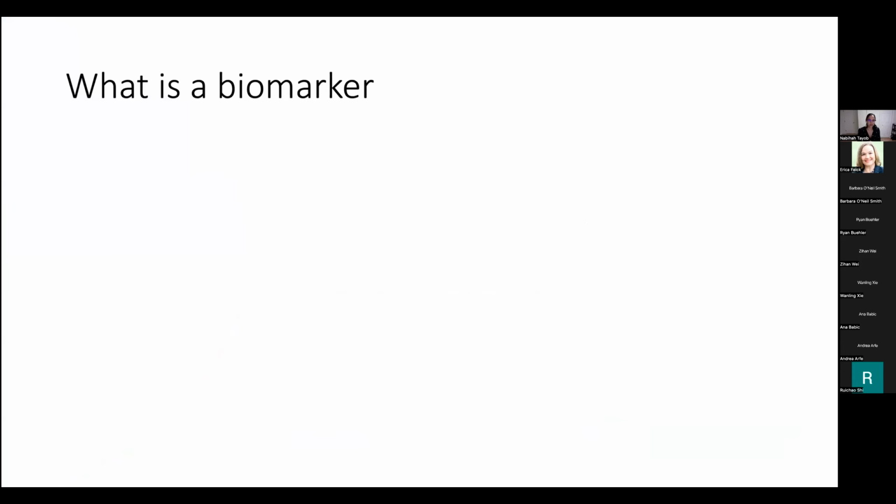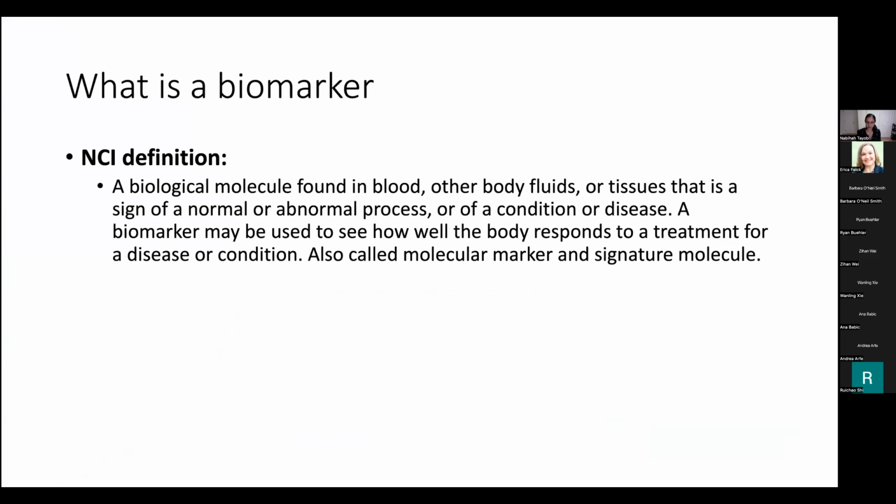Okay, what is a biomarker? We have an NCI definition of a biomarker: a biological molecule that is found in blood, other body fluids or tissues that is a sign of a normal or an abnormal process, or of a condition or disease. A biomarker may be used to see how well the body responds to treatment for a disease or condition. It is also called a molecular marker or signature molecule. So this is the official NCI definition. When you go onto their website, this is what you see.